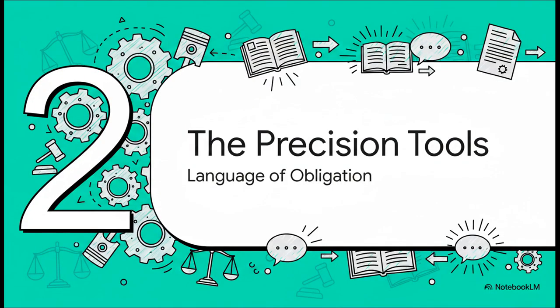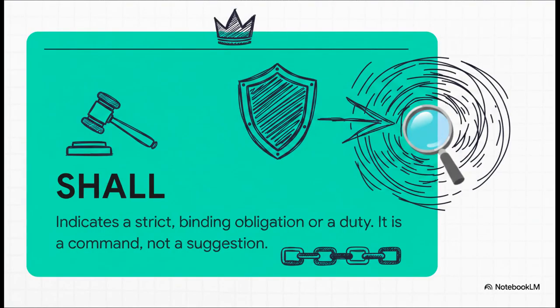So let's open up that toolkit and look at the most fundamental tools inside, the words that create duties and grant permissions. These words are literally the engines that make any legal document run. First up, we have the heavyweight champion of legal obligation, shall. When you see the word shall in a contract, it is not a suggestion, it's a command. For instance, the tenant shall pay the rent on the first of the month. This means the tenant has an absolute, non-negotiable duty to pay. There's zero room for interpretation there.